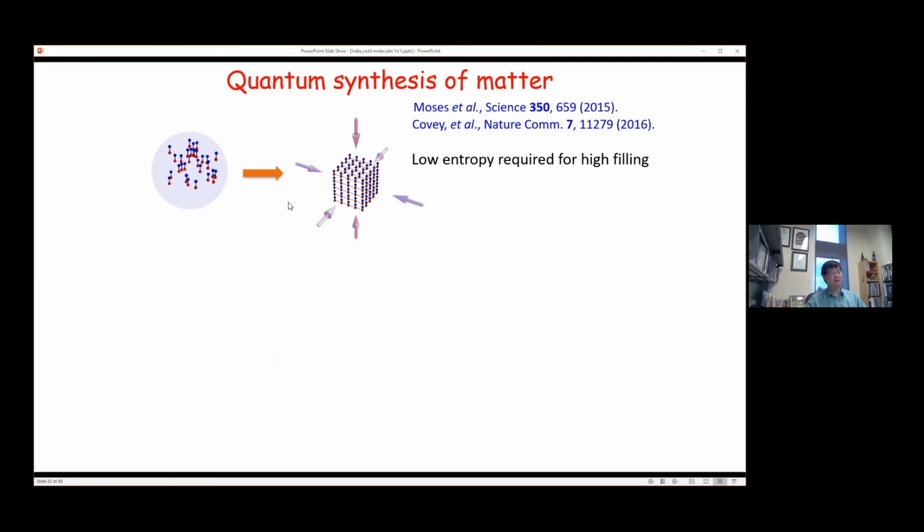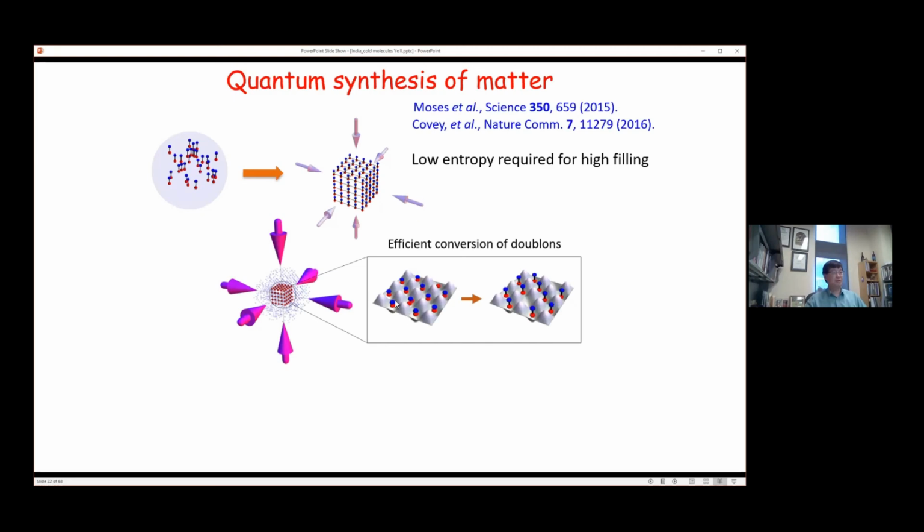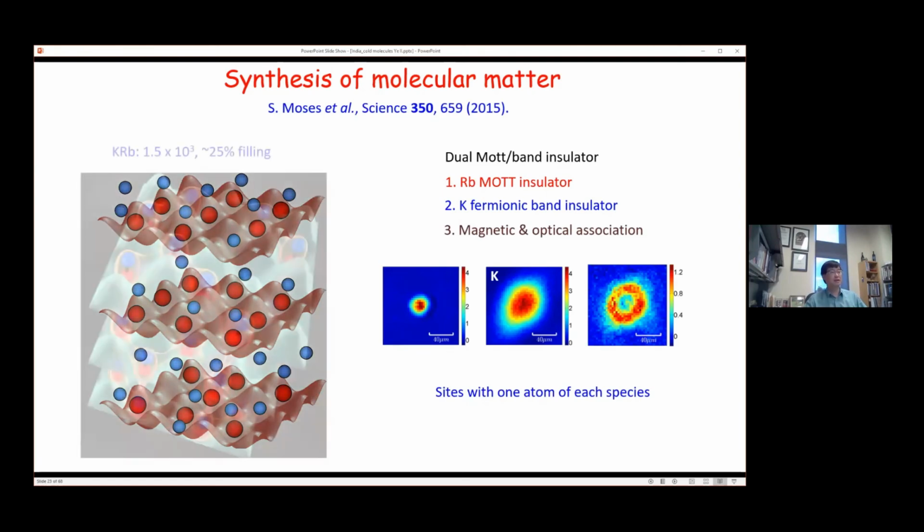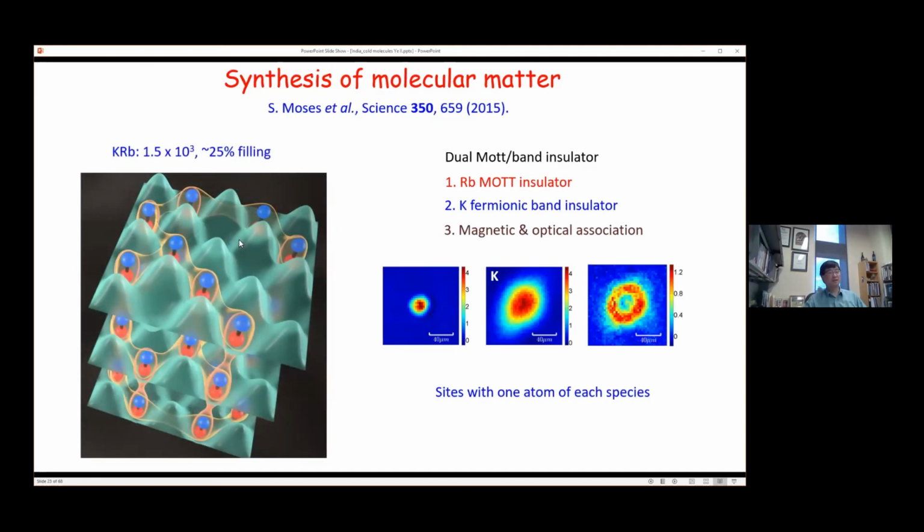One thing that we attempted about 5 or so years ago is making molecules directly inside the optical lattices. The idea is to prepare a band insulator and a Mott insulator, where I have rubidium atoms, indicated by the red balls, filled on every single lattice site. I can do that because I can make a rubidium BEC with exceedingly low entropy, so the filling can be really, really good. And the potassium atoms we can also make with fairly low entropy, making the so-called fermionic band insulator. In the 3-dimensional optical lattice, at each lattice site we can have one rubidium atom and one potassium atom. Then you go through a magnetic-optical association process and create KRb molecules with a 25% filling. That was the work we did in 2015.